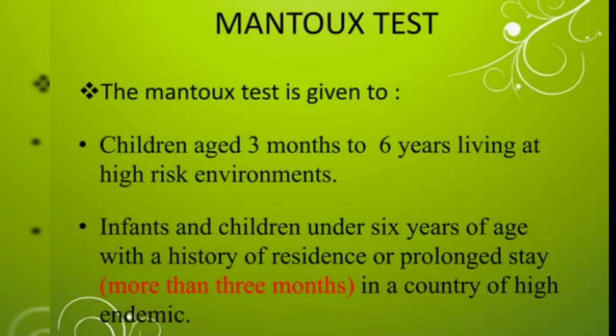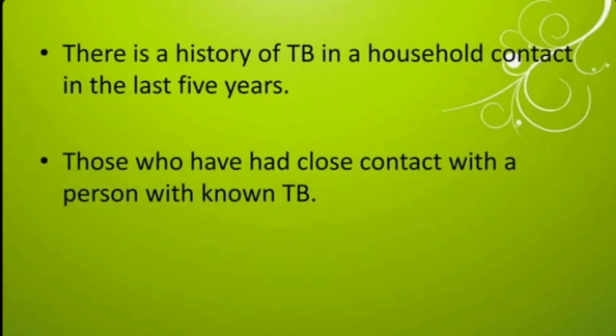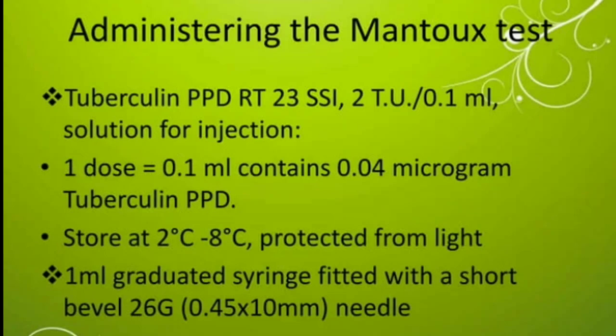The Mantoux test is given to children aged 3 months to 6 years living in high-risk environments, infants and children under 6 with a history of residency or prolonged stay, those with a history of TB in a household contact in the last 5 years, and those who have had close contact with a person with TB.